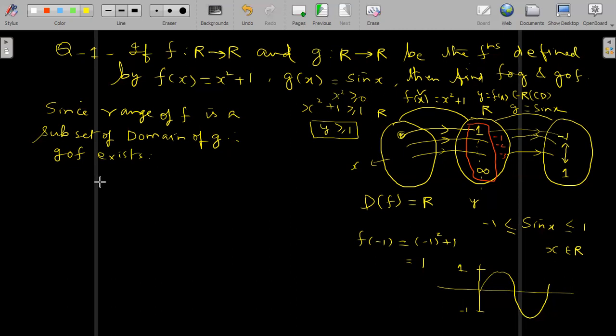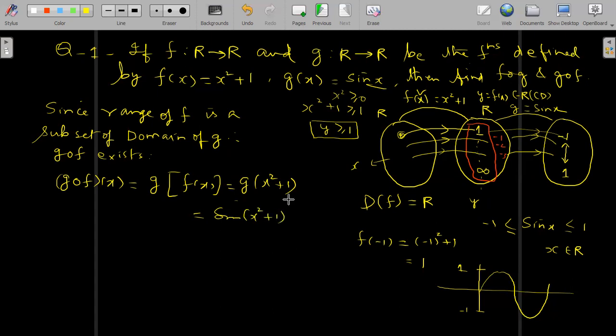Okay, this I have done for g. So now write (g∘f)(x) will be equal to g(f(x)), and now put f(x). What is f(x)? f(x) is equal to x square plus 1. So g of x square plus 1. And g(x) is equal to sin x. Therefore, g(x square plus 1) will be equal to sin(x square plus 1). This is the value of g composite f.